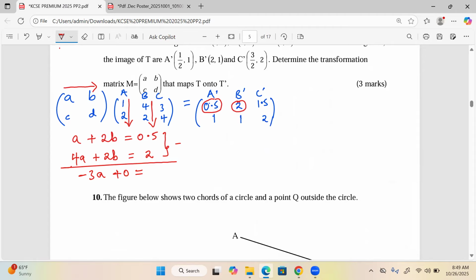So the value of A shall be, when we divide this by negative 3, ladies and gentlemen, 0.5, or simply half, as the value of A, meaning that the value of B can now be found. We go back to the first equation and say half plus 2B should be equal to half. So 2B equals 0, and the value of B is 0. So we have B and A already found. Let's check.